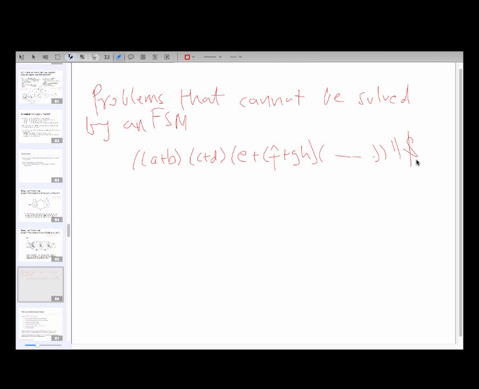Yeah. So then, is every modern computer a finite state machine because it does not have infinite memory?